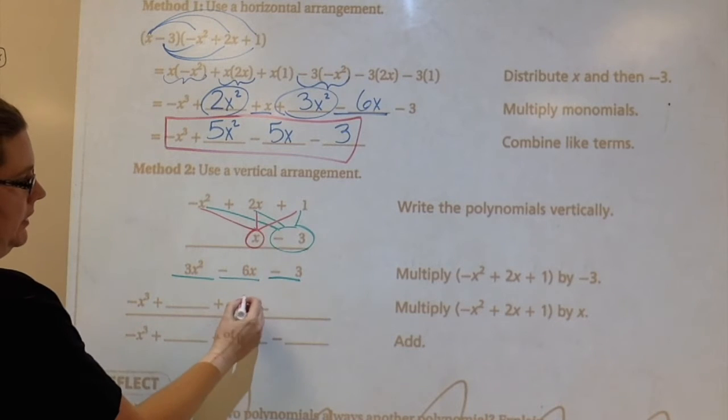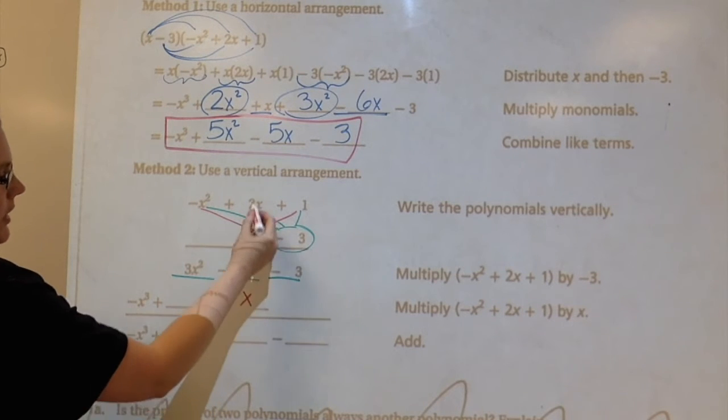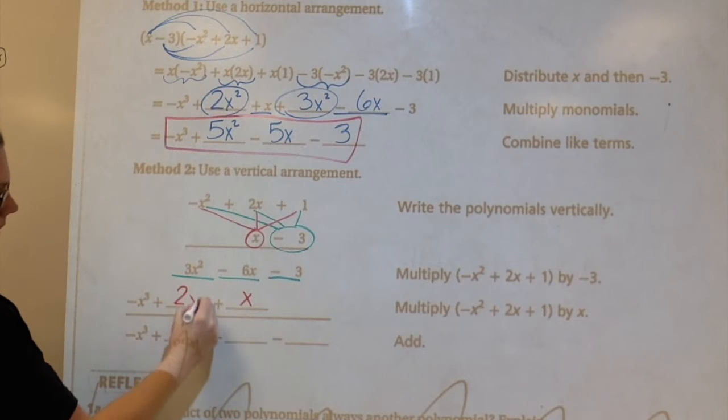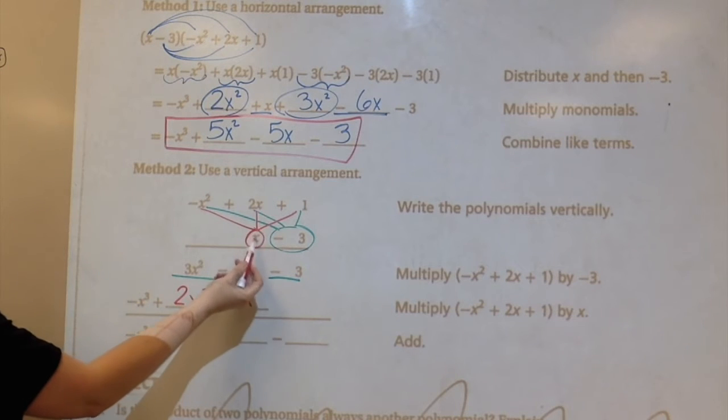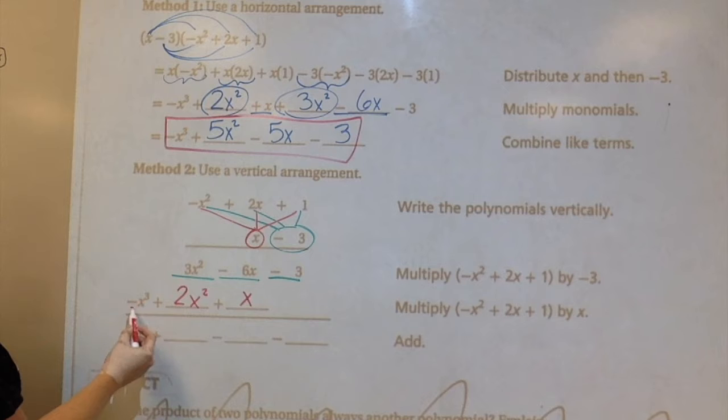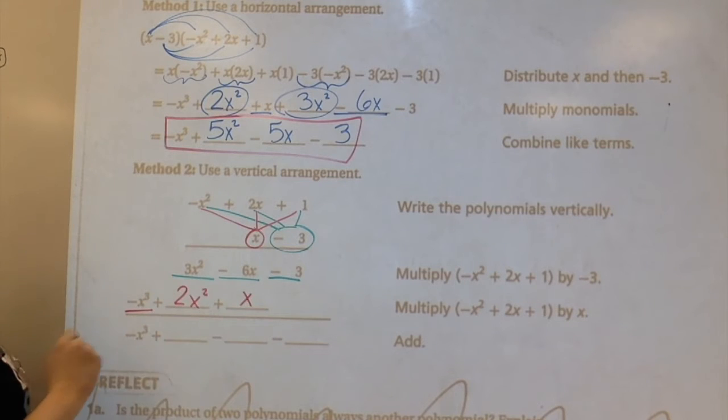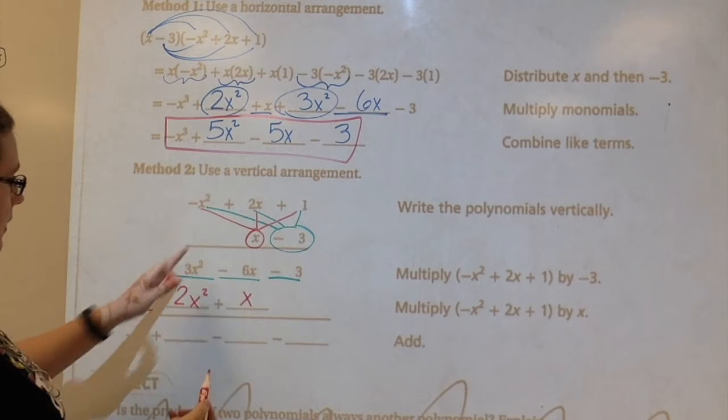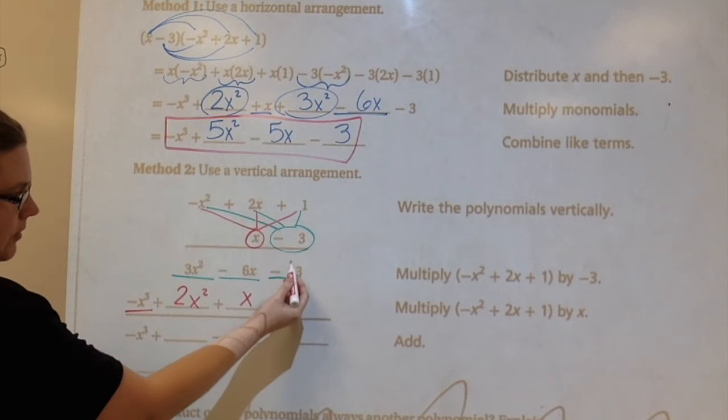There's a placeholder because you are lining up your like terms. X times 1 is x. X times 2x is 2x squared. And x times -x squared is -x cubed. The only thing left to do here then is to add up your like terms.